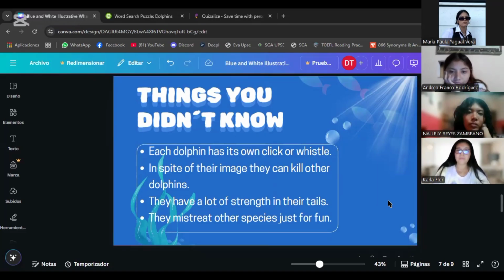Now, Maria, with the third fact, please. Yes, they have a lot of strength in their tails. Let me put an example. A punch from a person is equivalent to 45 to 58 kilograms. But if you compare this with the force of their tails, that is equivalent to between 200 and 300 kilograms of force. They have a lot of strength in their tails.